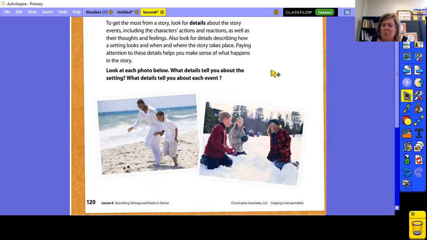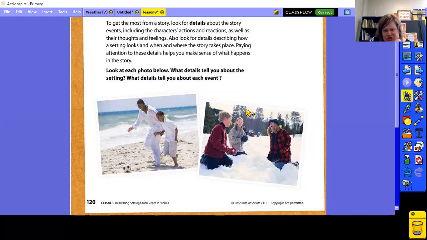So, hopefully, in our first picture, you're thinking, well, this is definitely taking place at the ocean because I can see the beach and I can see the waves. And it's probably taking place in the summertime because the little boy is wearing shorts and the dad has, even though he's got a long sleeve shirt on, it's white and it's kind of light. So we can think, that's probably the summertime.